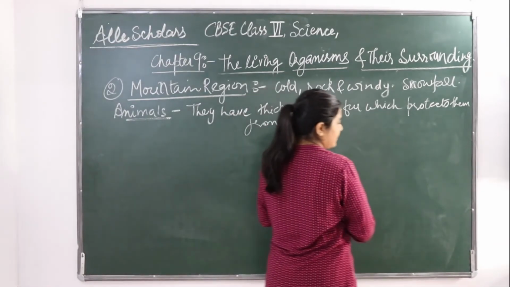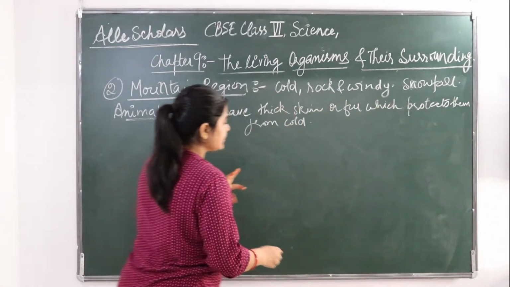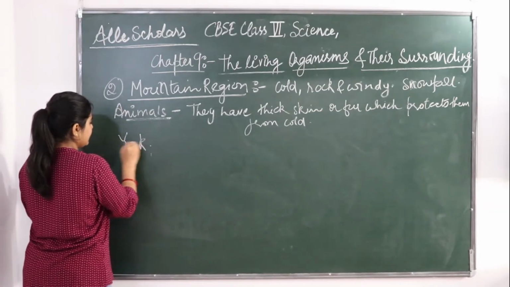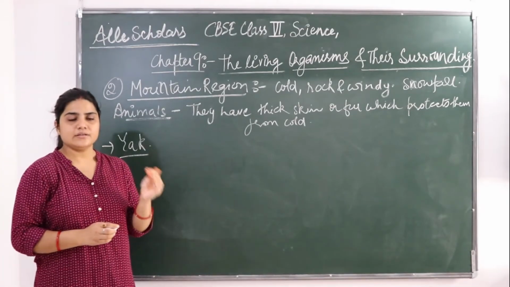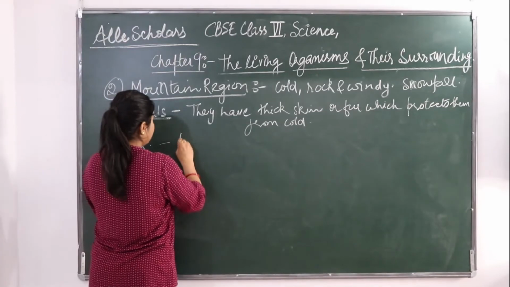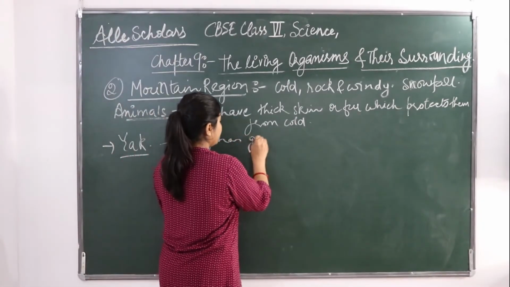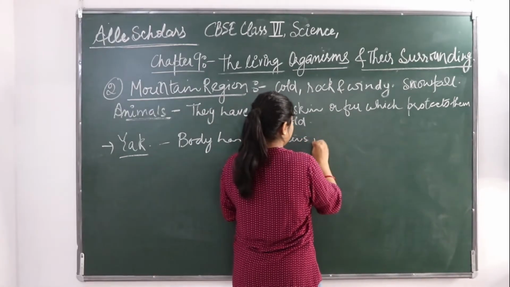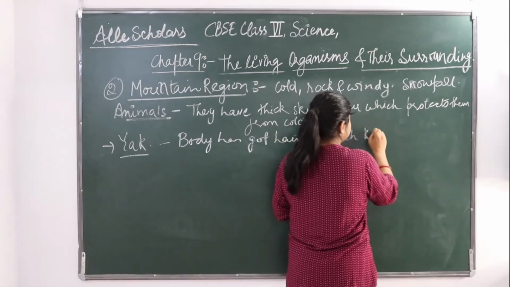This type of skin protects them from cold. Next, we are going to see some examples of animals. Firstly, the yak. How is its body? It has long hair on its body, which keeps it warm.